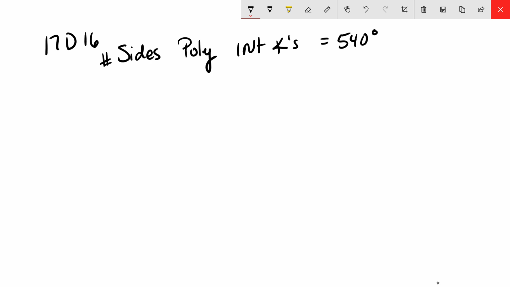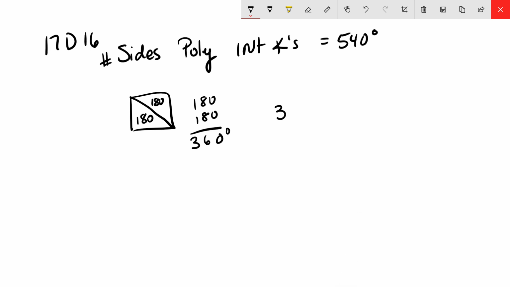Remember that with our polygons, we can divide them into triangles, okay? And so in this square, I have two triangles, 180 degrees and 180 degrees. So I would add those together, I get 360 degrees, okay? That 360 degrees would be my total interior angles, and notice that this has 4 sides.